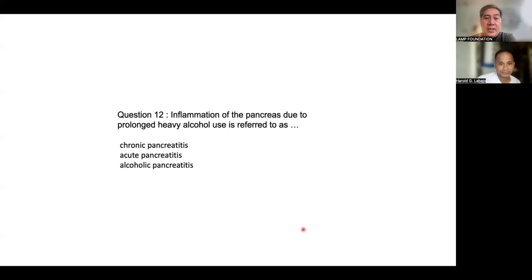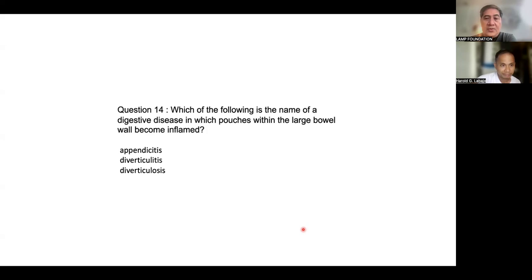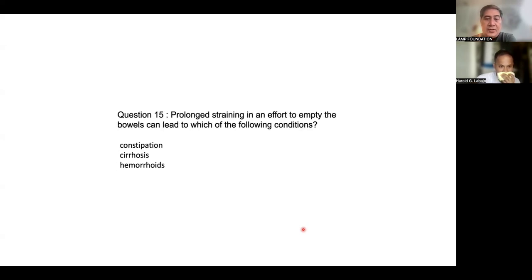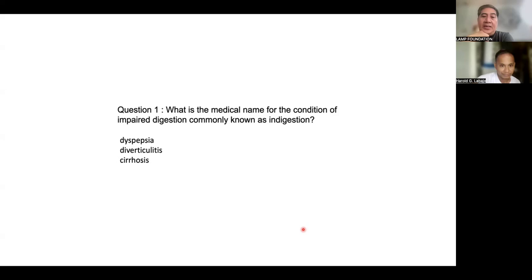Appendicitis is? The inflammation of the appendix. Inflammation of the pancreas due to prolonged heavy alcohol use is referred to as? Chronic pancreatitis. What is eructation? Belching. Which of the following is the name of a digestive disease in which pouches within the large bowel wall become inflamed? Diverticulitis. Prolonged straining in an effort to empty the bowels can lead to which of the following conditions? Hemorrhoids.